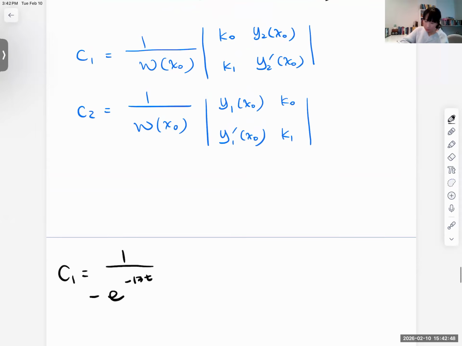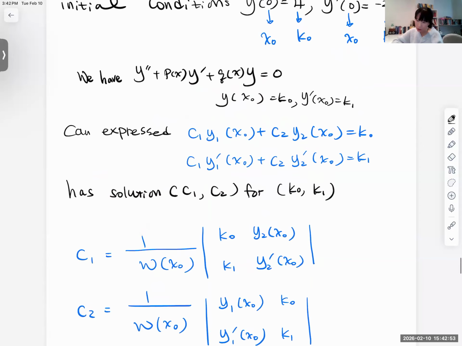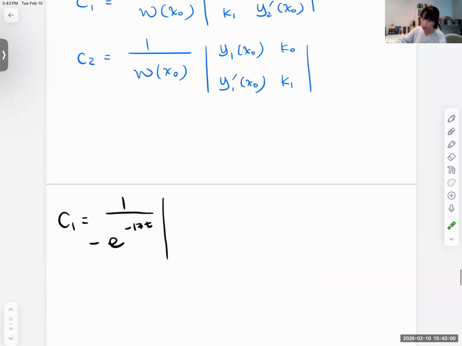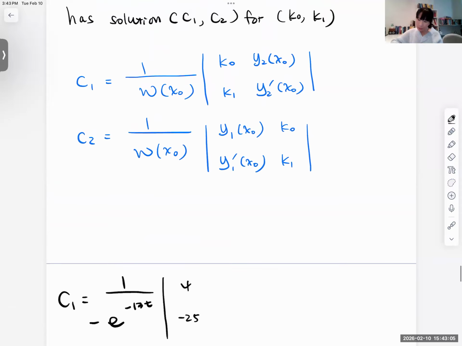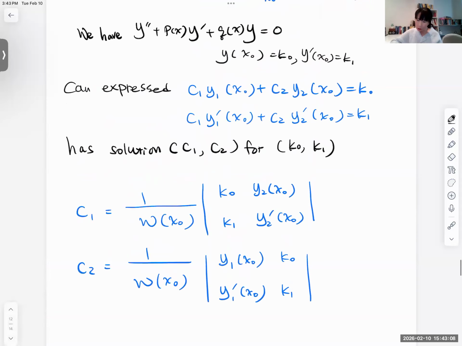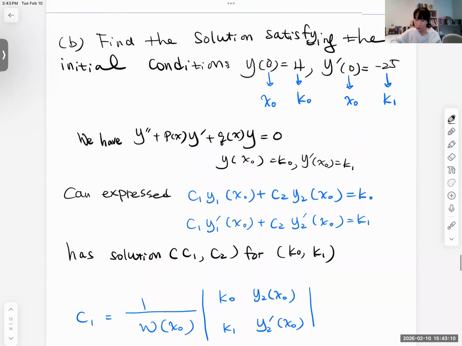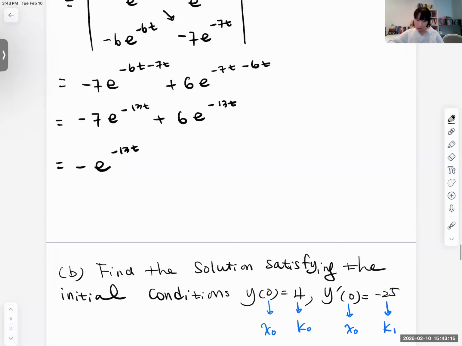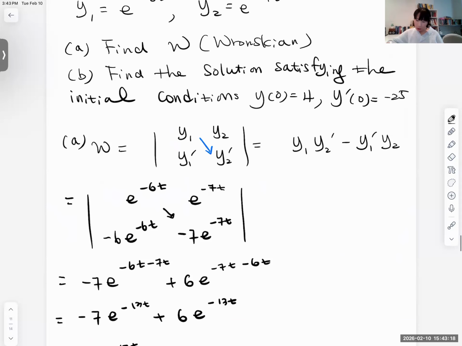Okay, now K naught, K sub 1, so K naught, I am using K naught is 4, and then K sub 1 is negative 25, right? So 4, negative 25, and then y sub 2. Okay, so let me copy this one, y sub 2 and y sub 2 prime. This one, right?